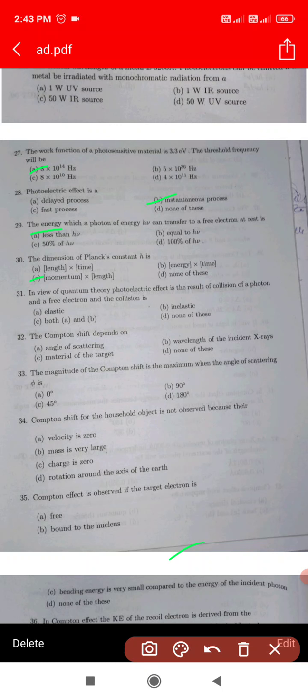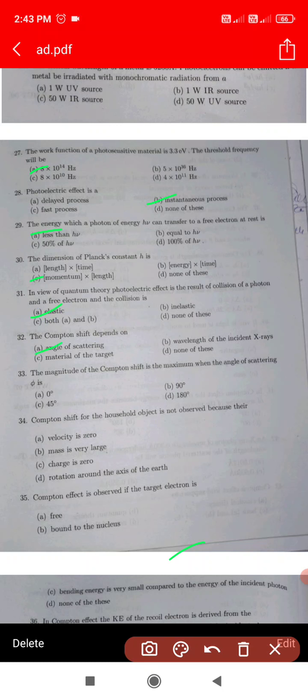Next, 31st question: in the view of the quantum theory of the photoelectric effect, as a result of collision of a photon and a free electron, the collision is elastic. Elastic means that before and after collision, the kinetic energy and the linear momentum of the particles remain the same, or constant. Next, 32nd question: Compton shift depends on the angle of scattering. That is A, the answer.